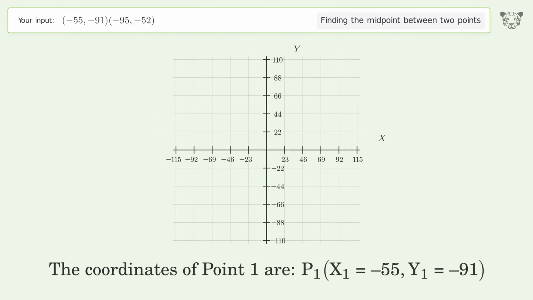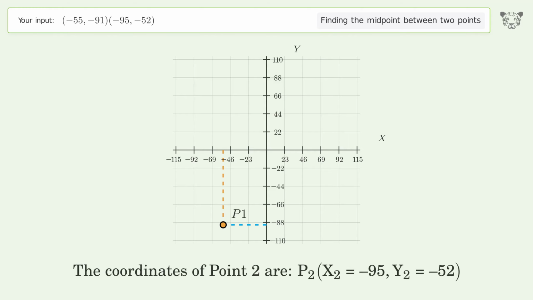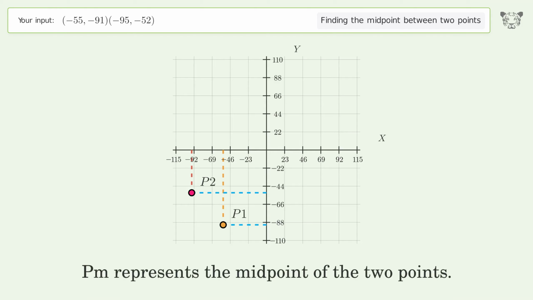The coordinates of point 1 are, x1 equals -55, y1 equals -91. The coordinates of point 2 are, x2 equals -95, y2 equals -52. PM represents the midpoint of the 2 points.